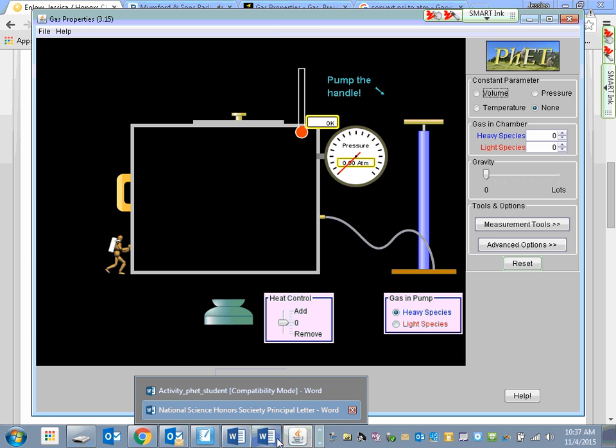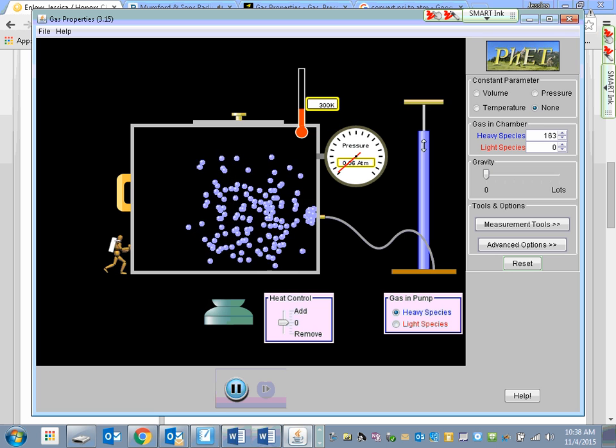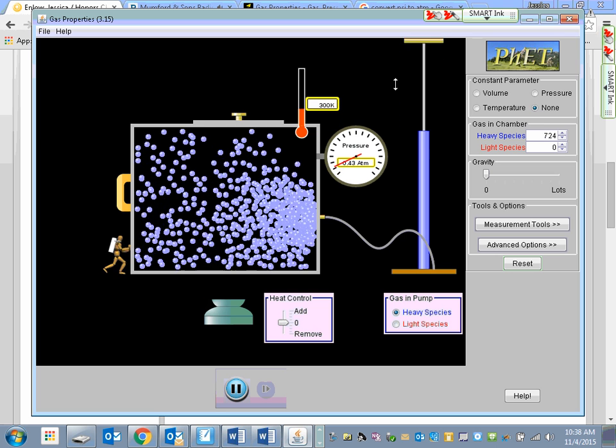So it's like, pump the handle, pump the handle. What do you think you should do, guys? Pump the handle. All right. Oh, look at all the gas particles. There's so many. I can keep going, but I'm not.